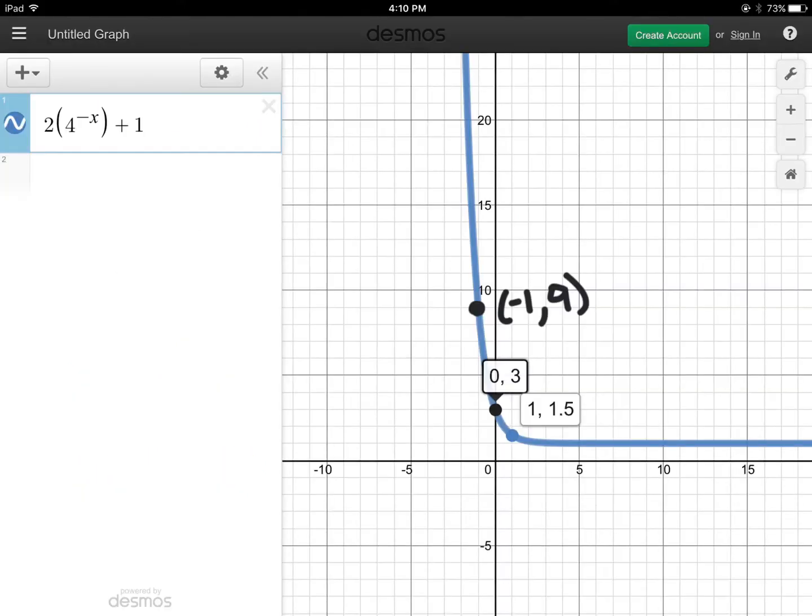And look at this graph from Desmos. We have the (-1, 9) that we saw earlier, and the (0, 3), and also we have the point (1, 1.5), or 3 over 2.